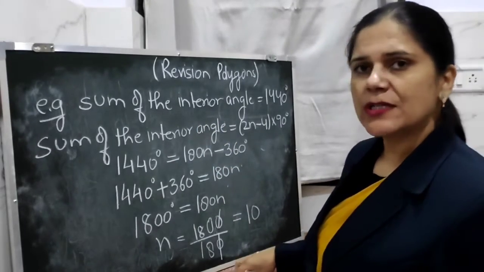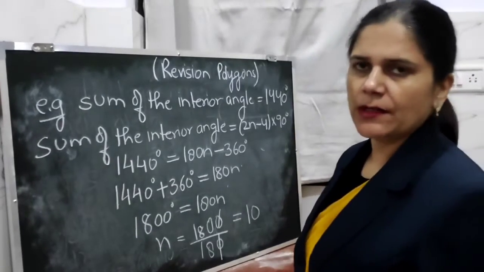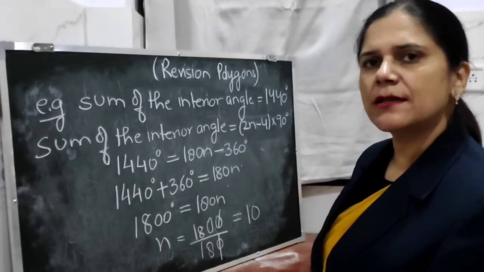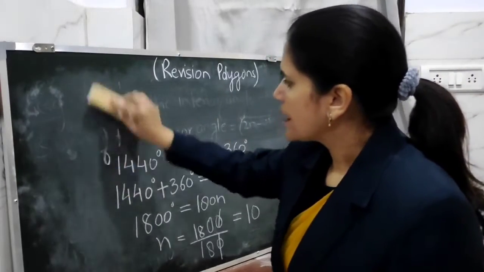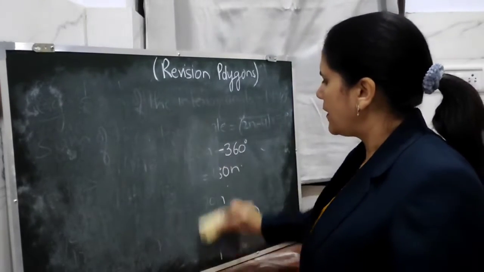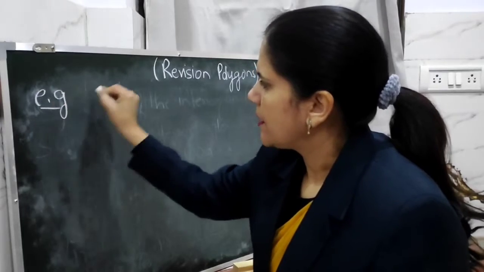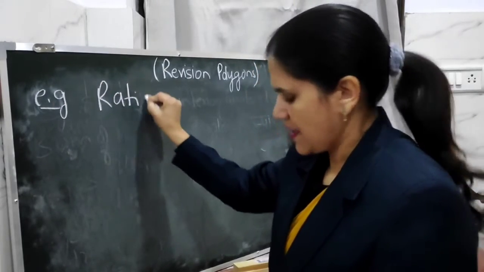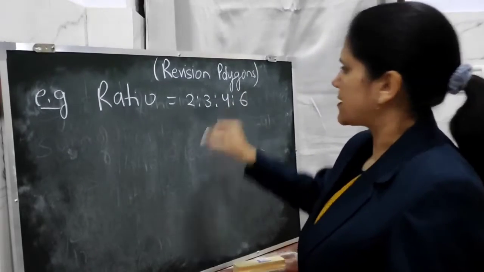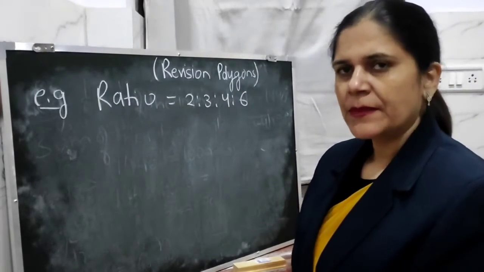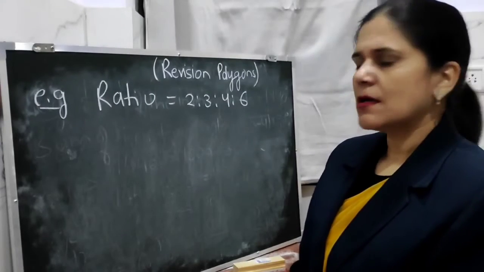Now the next questions given here are where they have given the angles in terms of a ratio. Let us do the next example. The angles are given in terms of the ratio. For example, the ratio is given here as 2:3:4:6, and it is a quadrilateral. They are asking us to find the smallest angle.